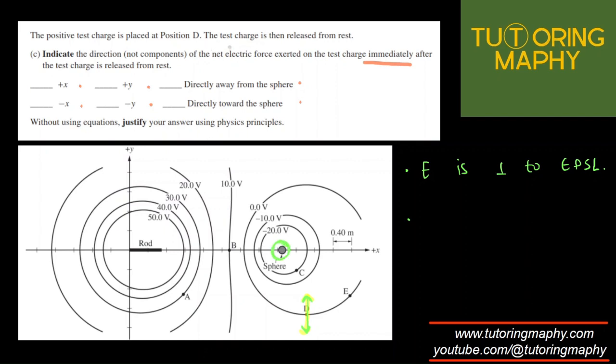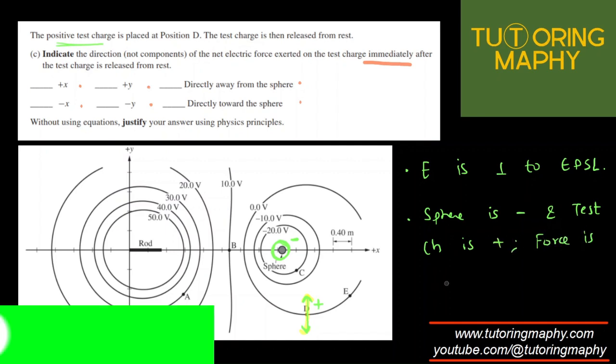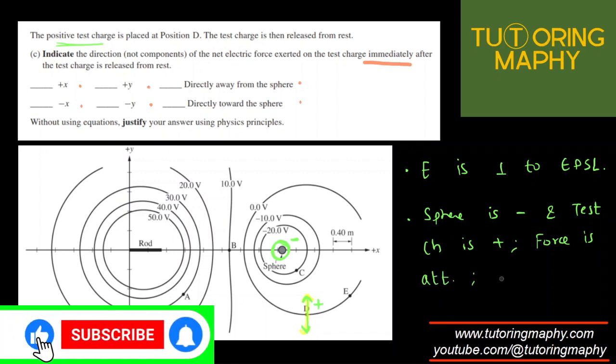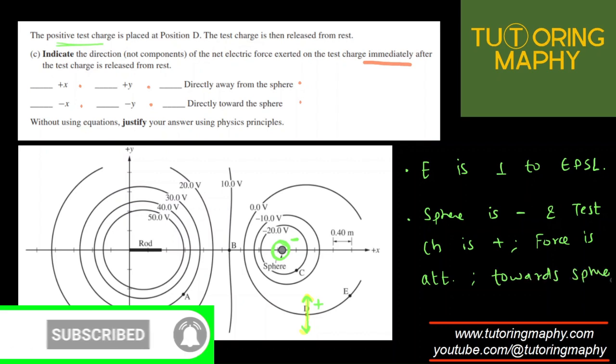This is negative, and the test charge is positive. So what is the force between negative and positive? That's attractive, correct? So obviously it makes sense that it will go in the plus y direction. So we are just going to say that since the sphere is negative and the test charge is positive, this would mean that the force is attractive in nature, and hence we can say that it is directed towards the sphere.